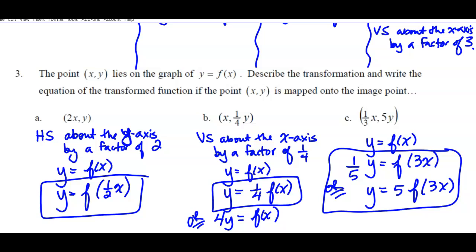I'm going to leave question 4 and question 5 for you to do. And then let's go to some graphs.